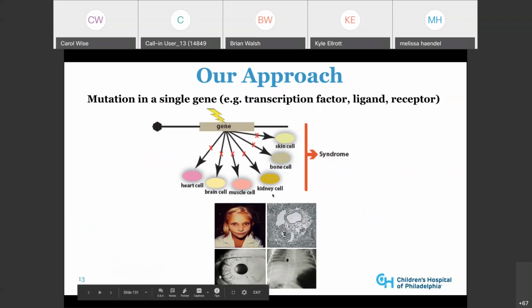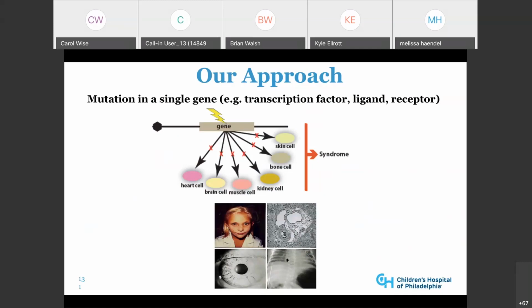Okay, so this is the first of a 3-slide series of our approach, and it's really meant to show the basic concept for how we use these rare developmental disorders like CDLS to get insight into isolated birth defects. And so when we think of a syndrome, we think of a mutation in a particular gene that's critical for development and differentiation of a bunch of different cells and organs.